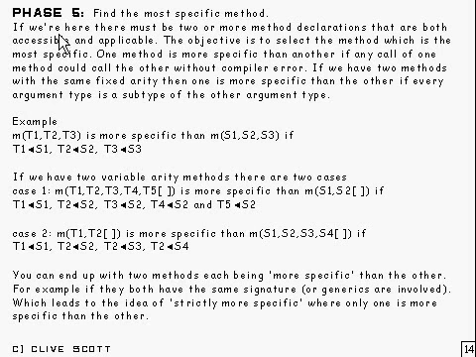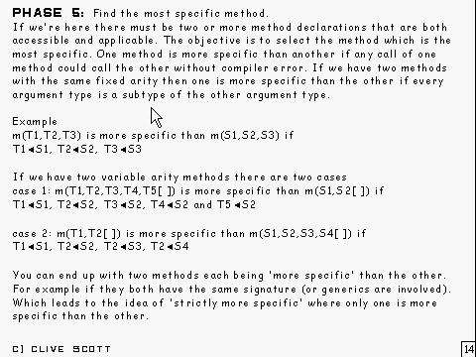This is phase 5, and if we're here, it means there must be two or more method declarations that are both accessible and applicable. The objective of this phase is to select the method which is the most specific. We say that one method is more specific than the other if any call of one method could call the other method without any compiler error.